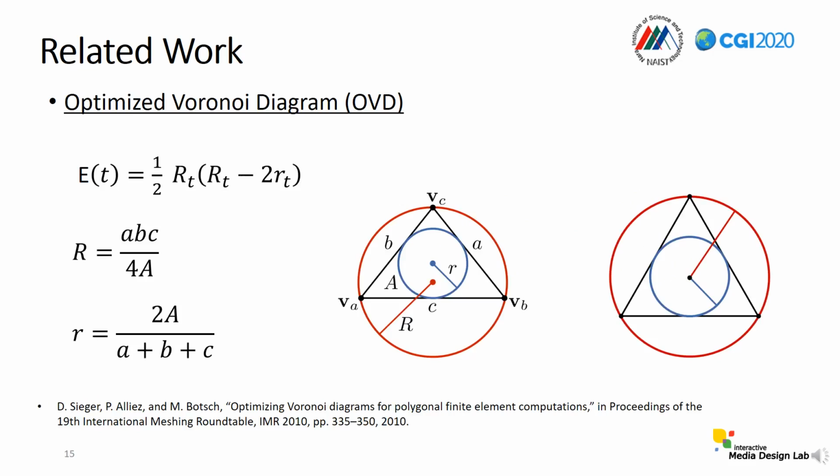This is another method called ODT. It tries to minimize the distance between the two centers. You can see on the left side the two centers coincide at the same place, so it's a regular triangle. So it tries to minimize the distance between the incenter and circumcenter of each triangle.